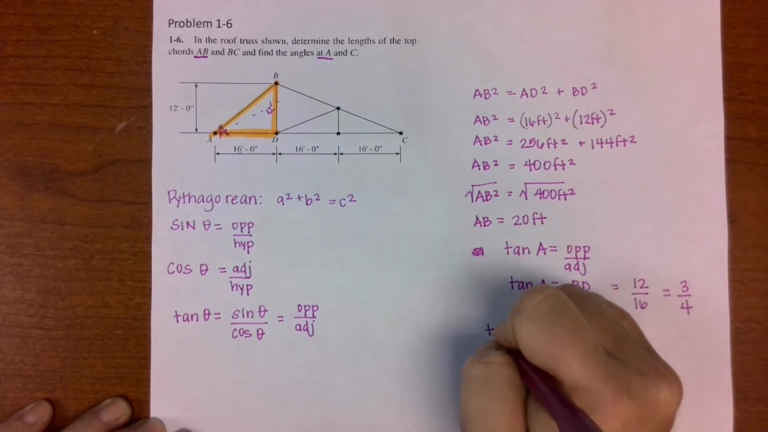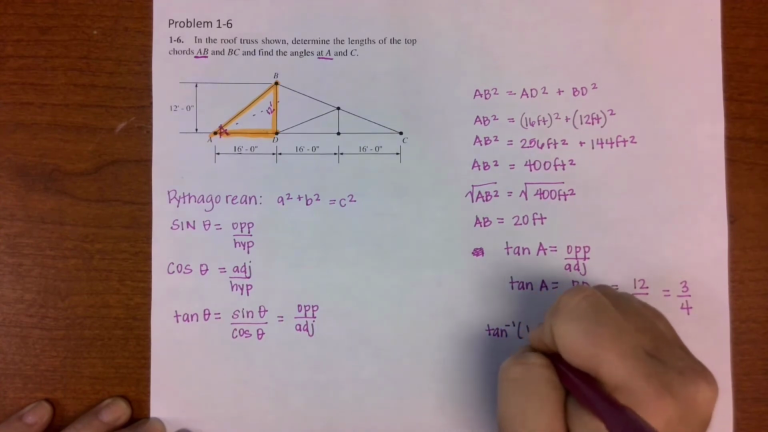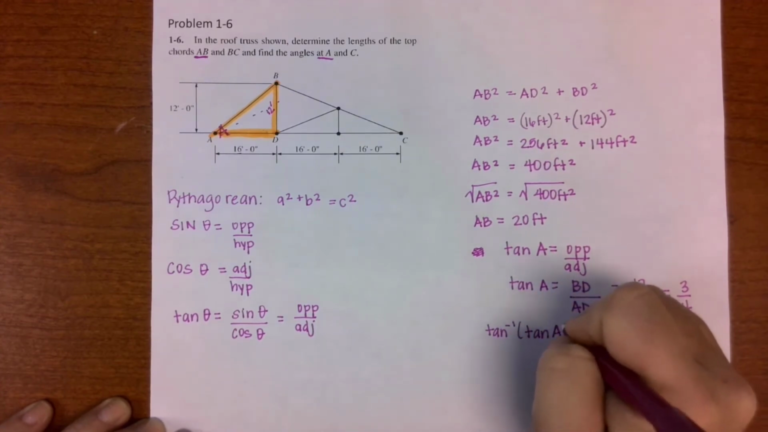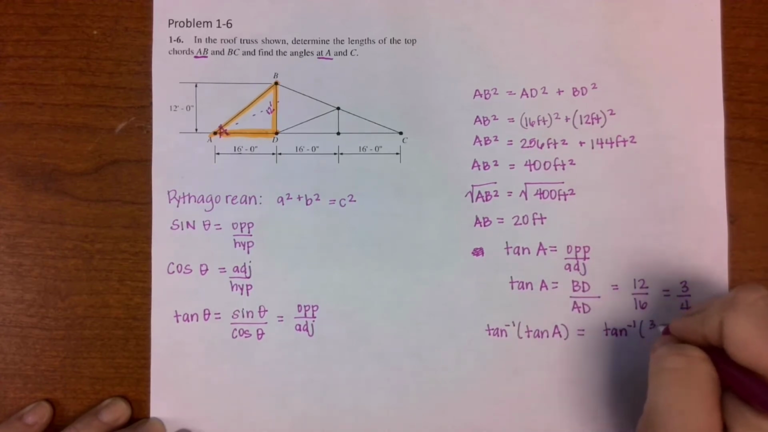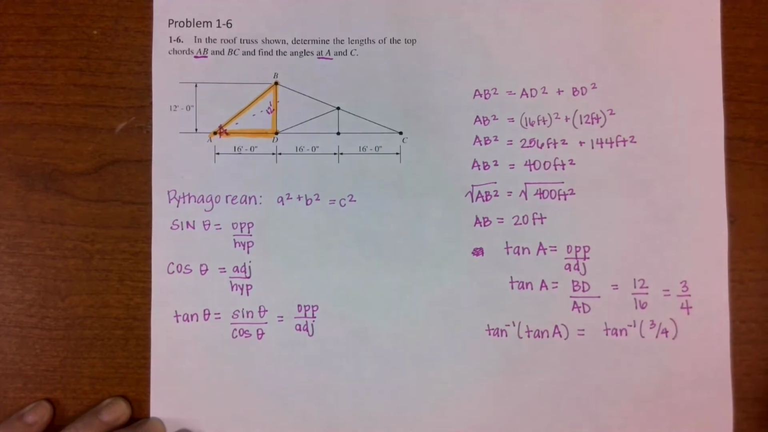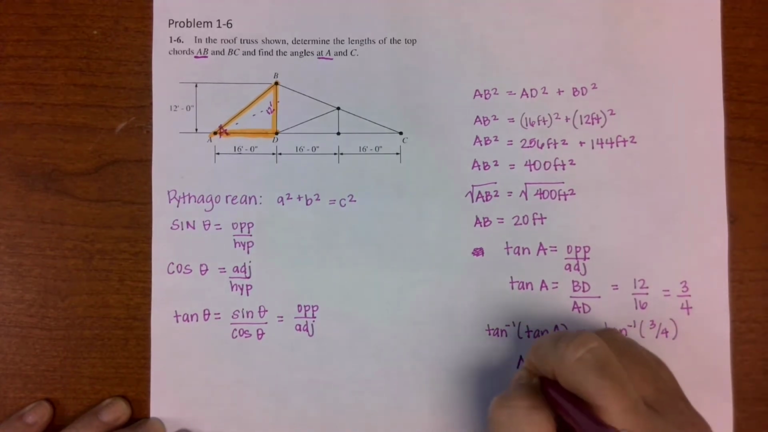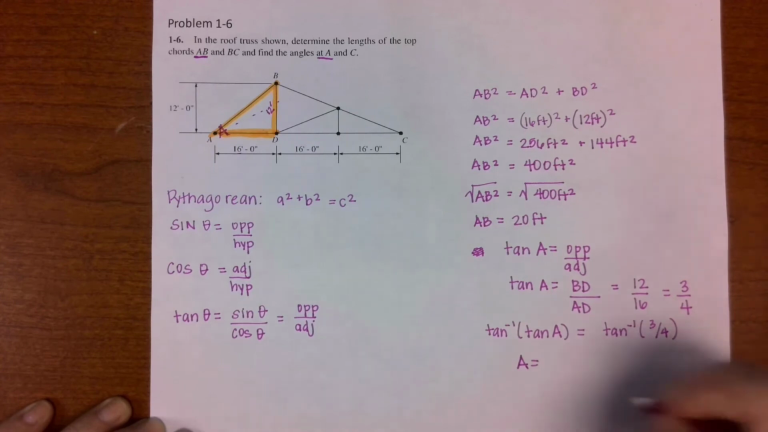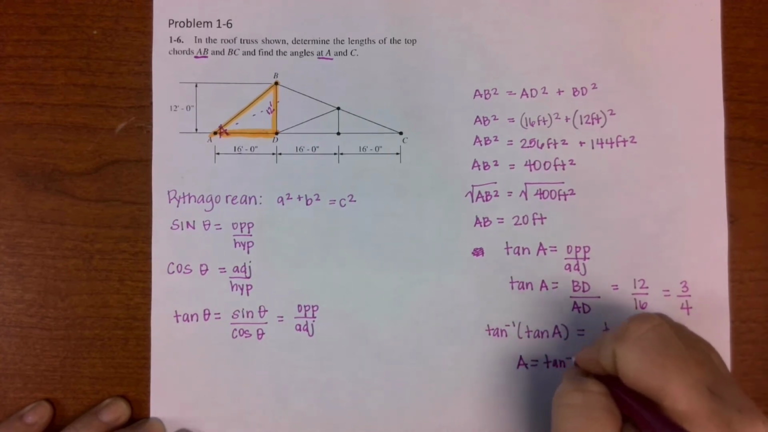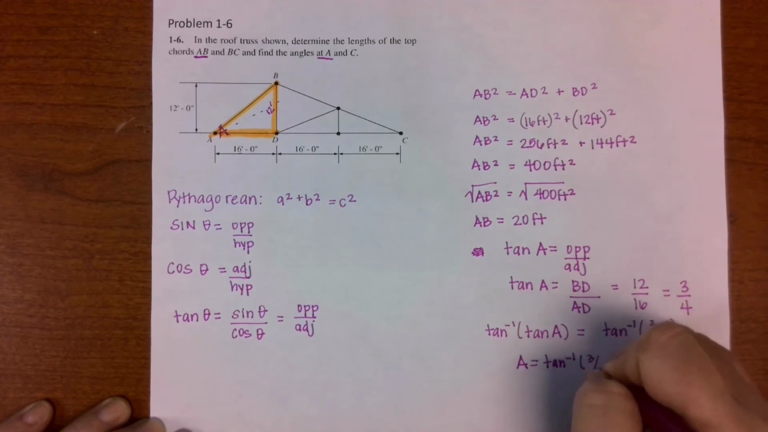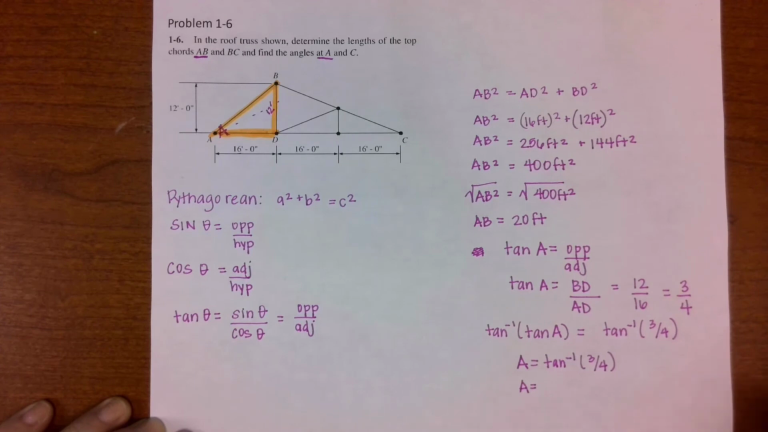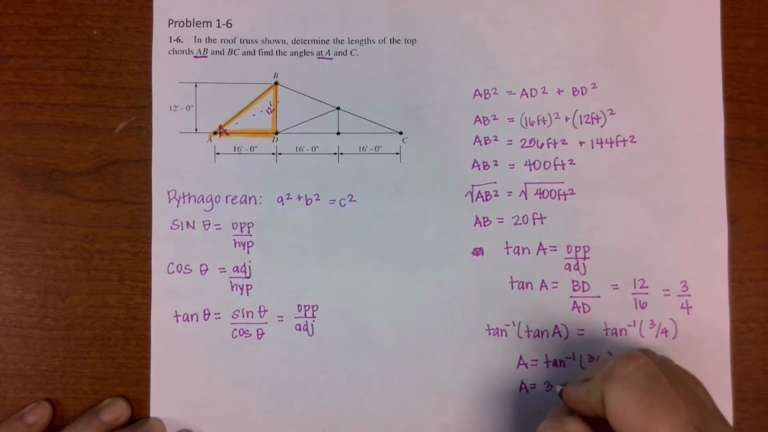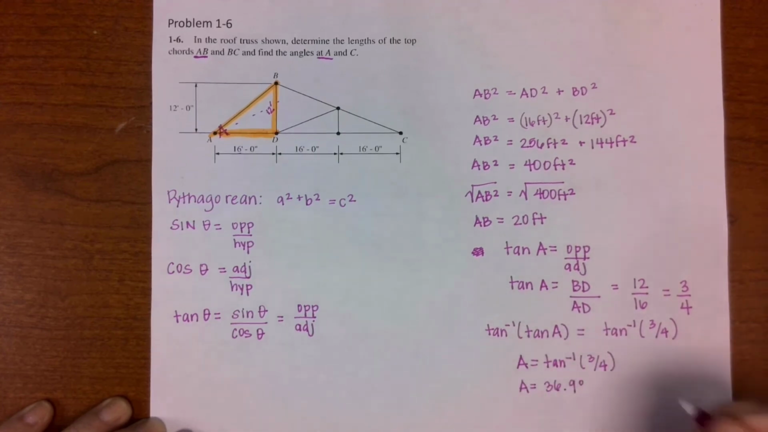Remember, one of the rules is I can do anything to an equation as long as I do it to both sides. So now I'm going to take the inverse tangent, or arctangent, of 3/4. And so I get that angle A is equal to 36.9 degrees. Be sure that you're using your calculator in degrees and not radians for this, okay?